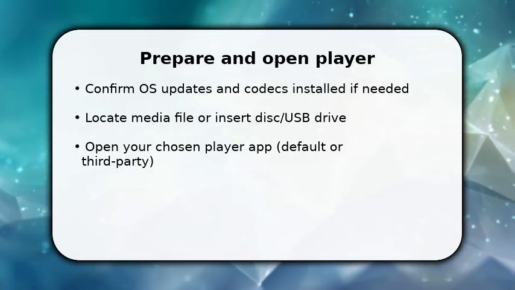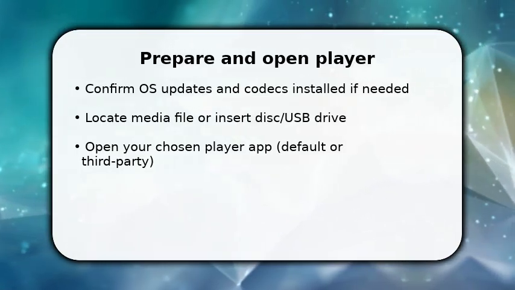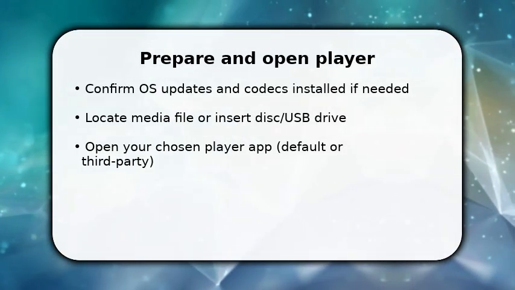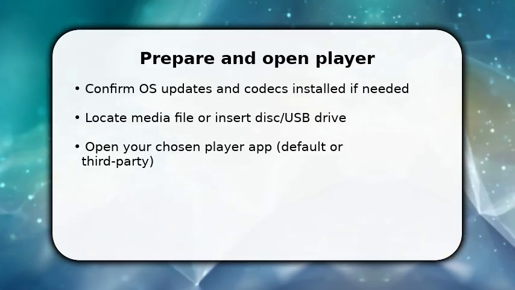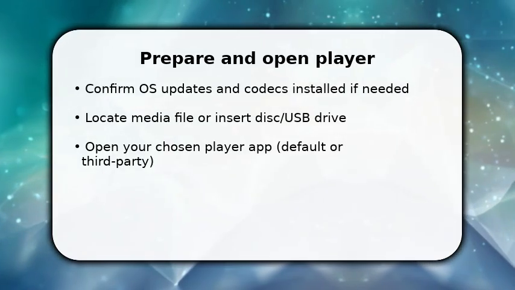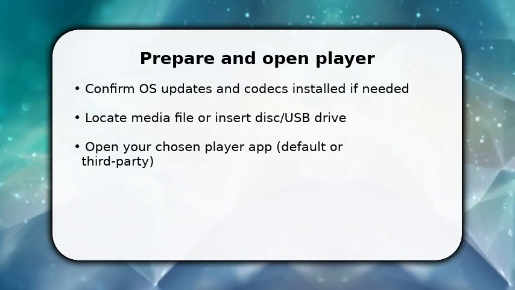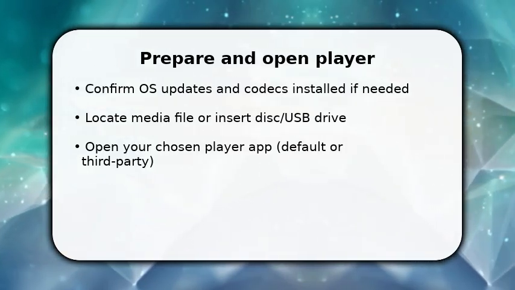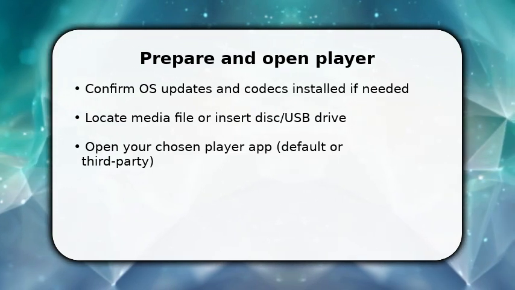Open the player app directly rather than double-clicking if you want specific settings. You will see menus for File, Open, or Media. Use Open File to target a single file or Open Folder for playlists. This first step gets you into playback mode quickly and reliably.